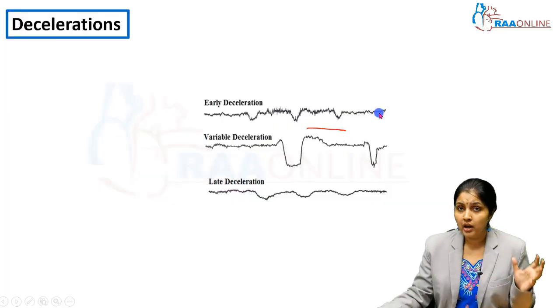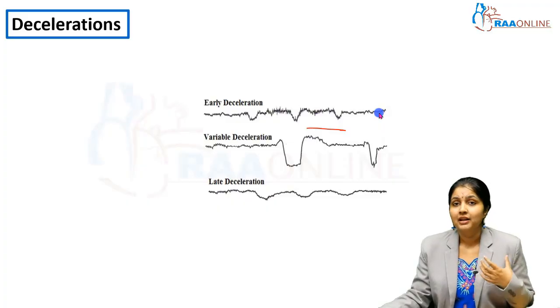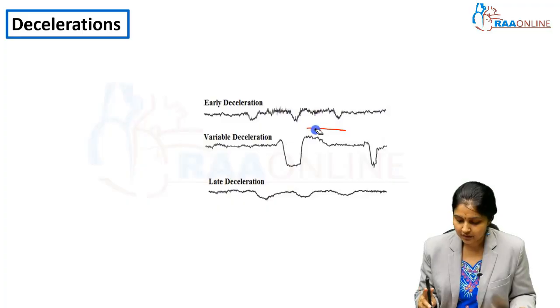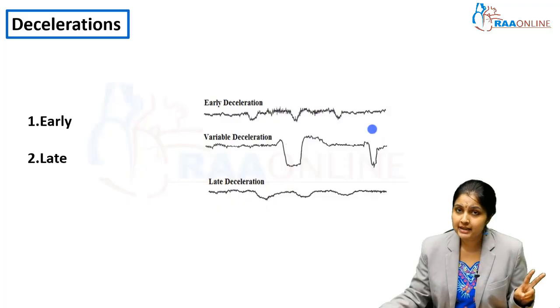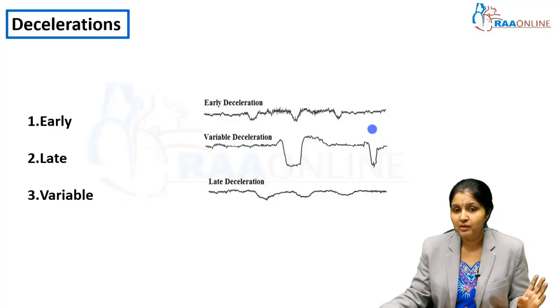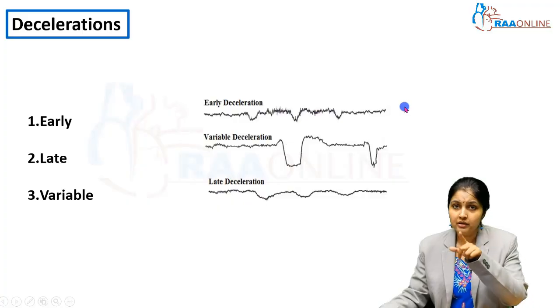Now let's go to the last parameter, which is deceleration, and which is where all of us get scared. When we look at deceleration, we think that the baby is affected. Now when you look at deceleration, there are three different types of deceleration: early deceleration, late deceleration, and variable deceleration. So if I just show you this picture, and if I ask you to identify which is early, late, and variable, you might not be able to tell me, because all of them look like there is a dip.